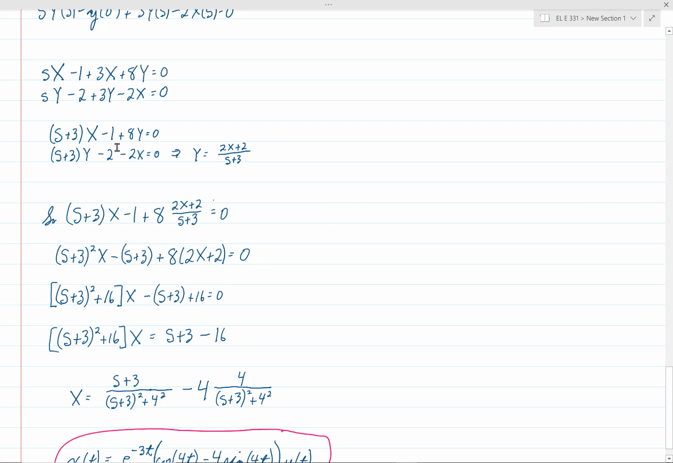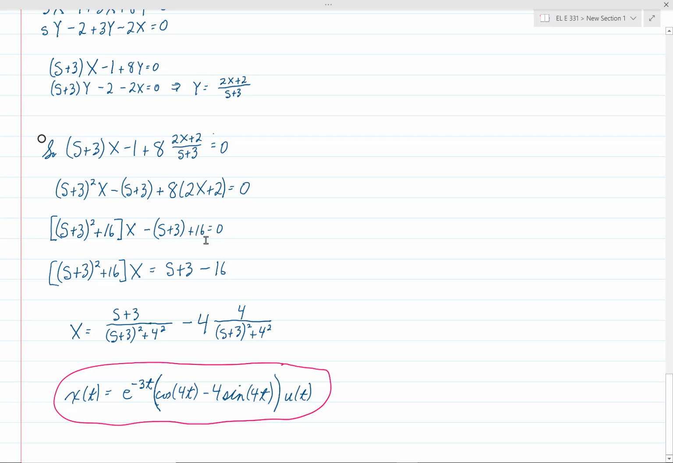So again, what I've decided to do here is solve the second equation for Y, and when I do that, I get this. Then I take that value for Y and plug it in there, and so you can see I have (s plus 3) times X minus (1 plus 8 times Y), where 8 times Y becomes 8 times this quantity here, (2X plus 2) over (s plus 3). Okay.